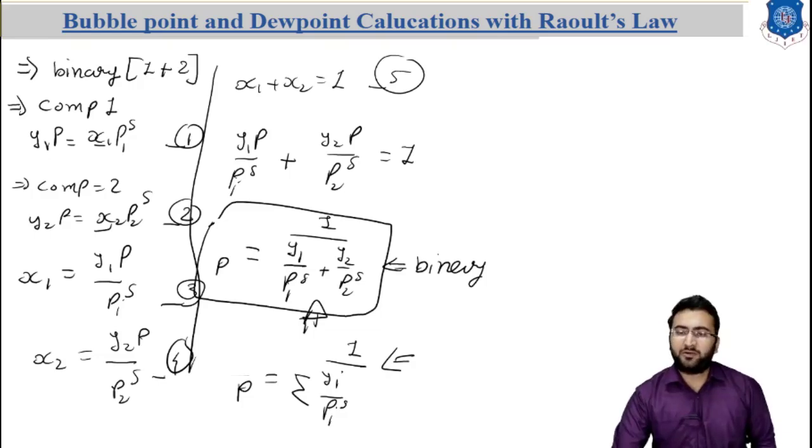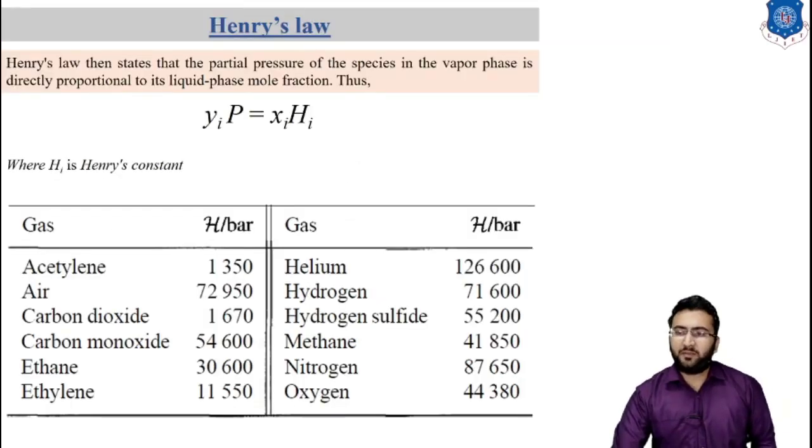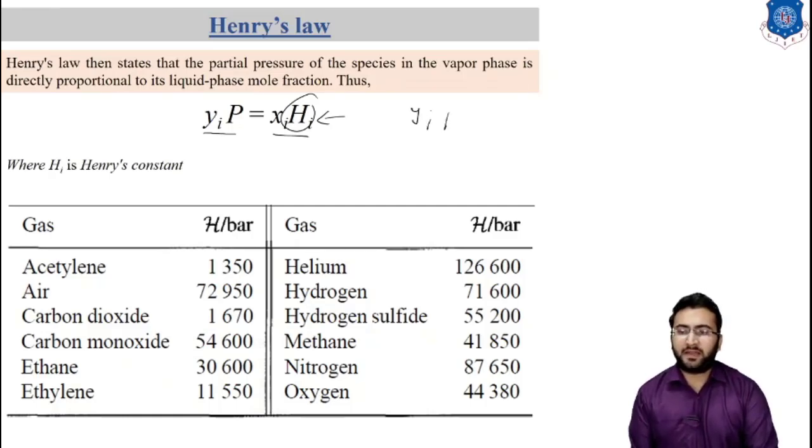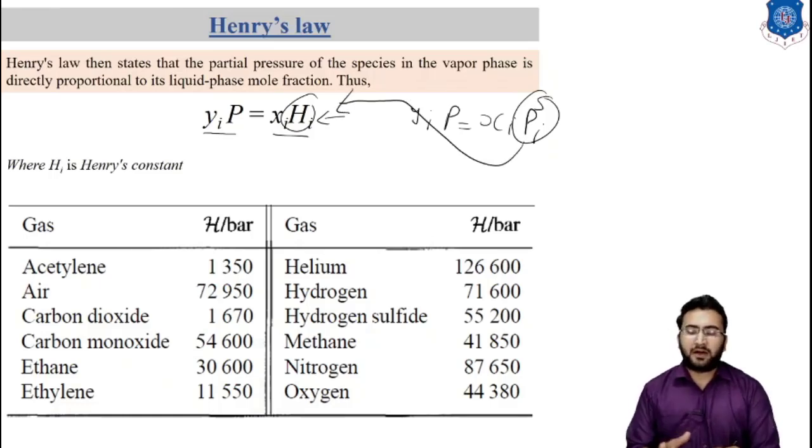Now let's discuss Henry's law. Henry's law states that the partial pressure of a species in the vapor phase is directly proportional to its liquid phase mole fraction. So the equation for that is given by yi p is equal to xi hi, where hi is Henry's constant. For the Raoult law, the equation is yi p is equal to xi pi saturated. So this pi saturated is replaced by hi. Raoult law is used for the ideal solution, whereas Henry's law is used for the dilute solution.